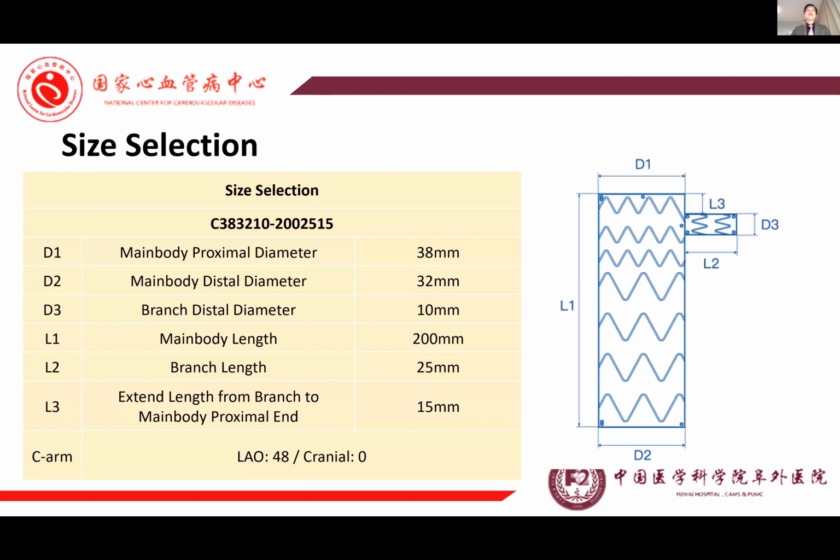On this side, we set the taper to be 13.2. Then the branch distal diameter of the LSA is nearly 10. The main body length is 200, and the branch length is 25 millimeters. The distance between the left carotid and the LSA is about 16, so we select 15 millimeters. That's the device we prepared.